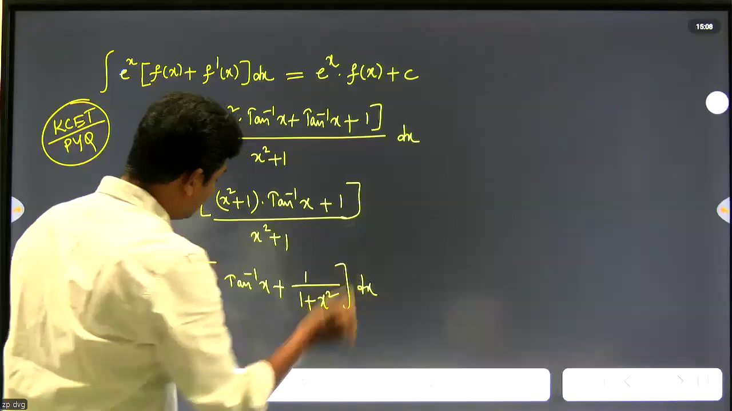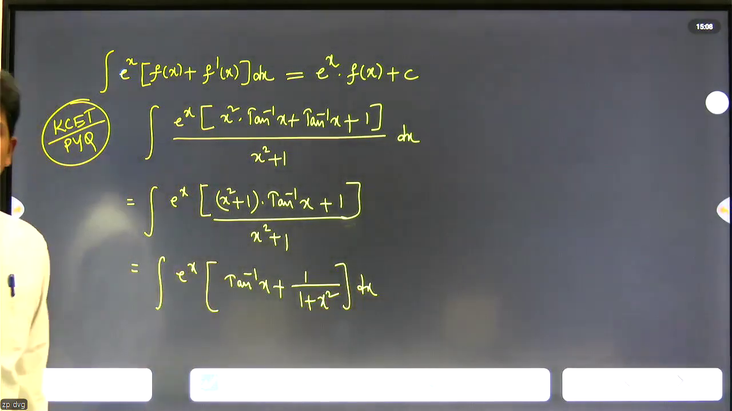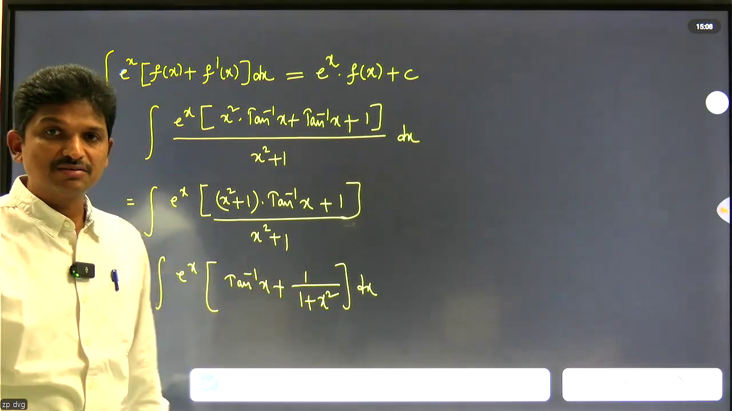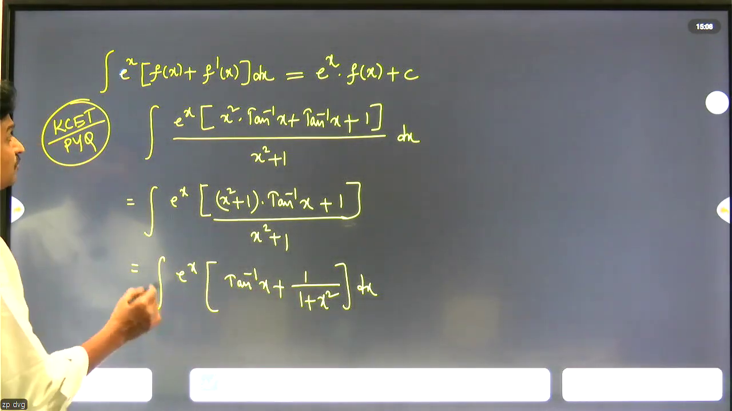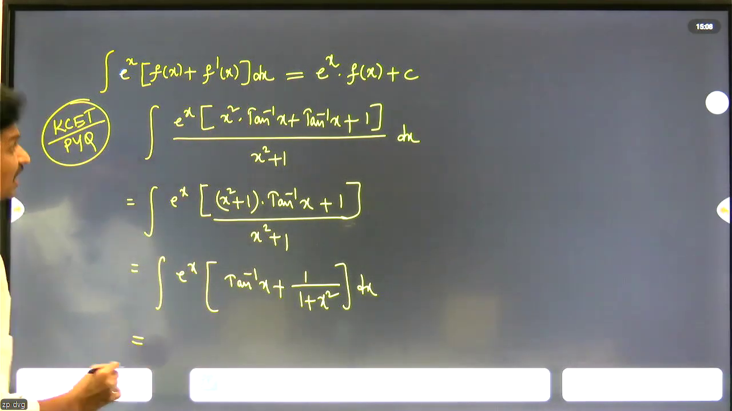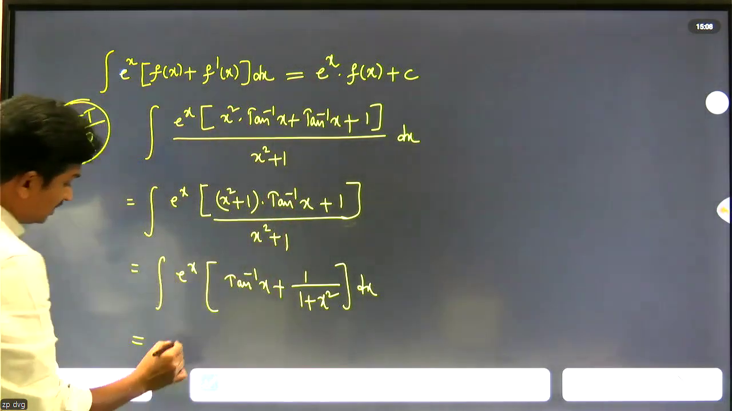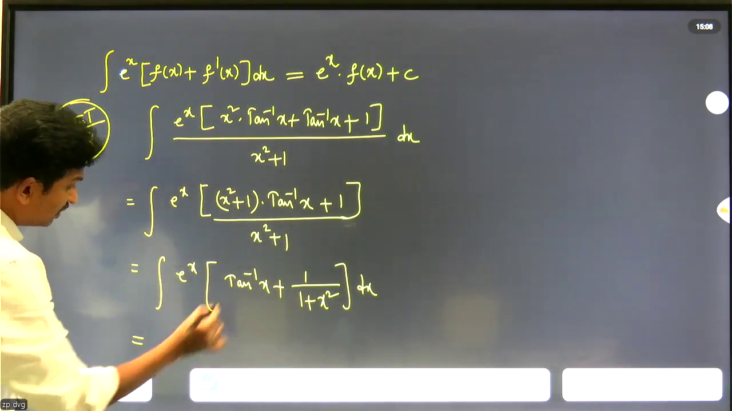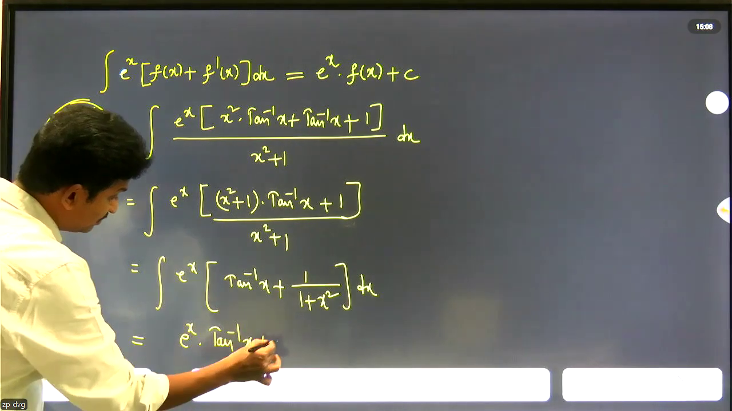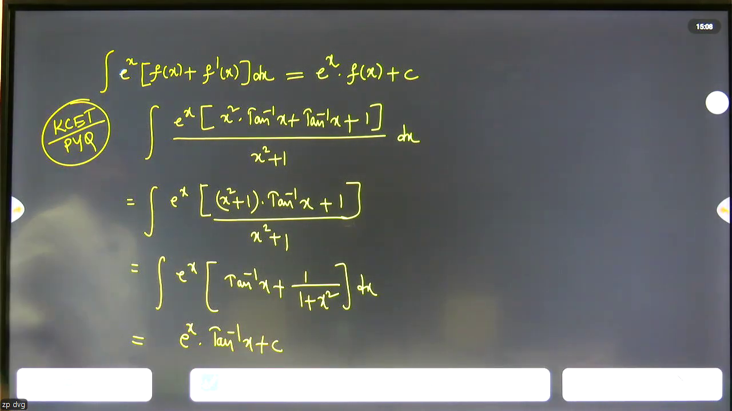Now you observe, this is of which form? Derivative of tan inverse x is what? Derivative of tan inverse x is 1 divided by 1 plus x square, right? So this is of which form? Integral of e power x into f of x plus f dash of x dx. So its answer is what? e power x into f of x. What is f of x? f of x is tan inverse x. So for this given problem, the answer is e power x into tan inverse x plus c. I hope you are understanding, right?